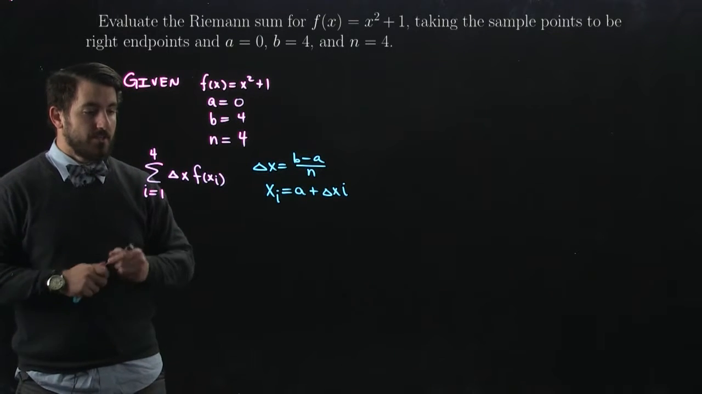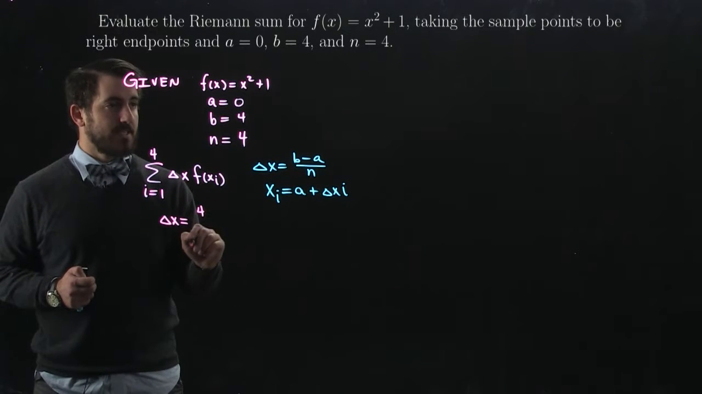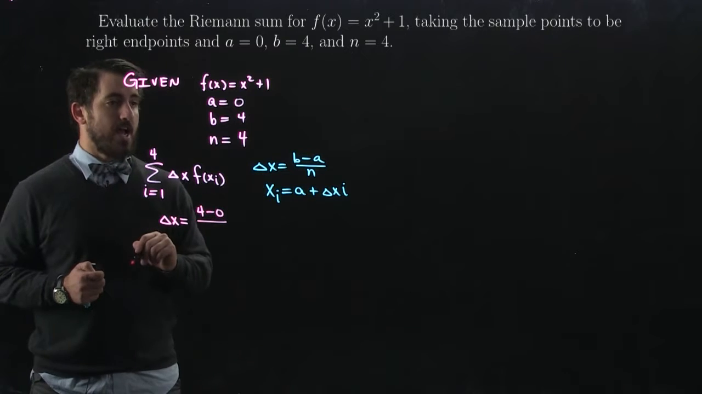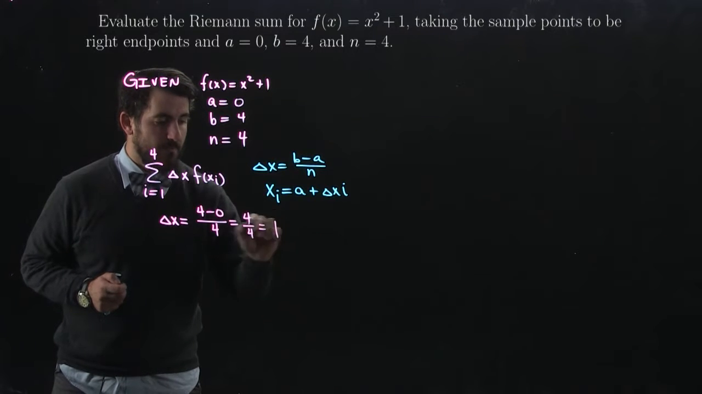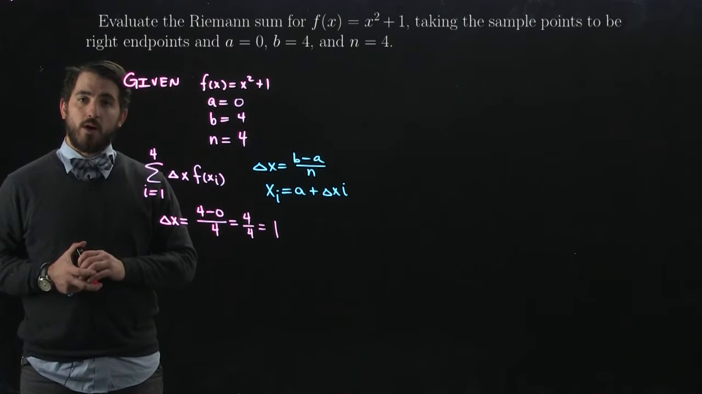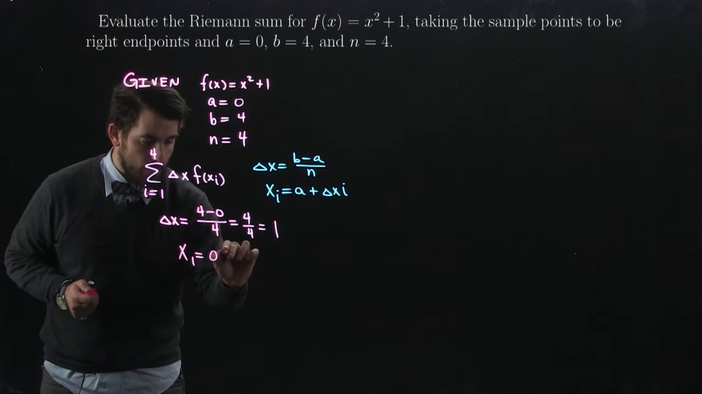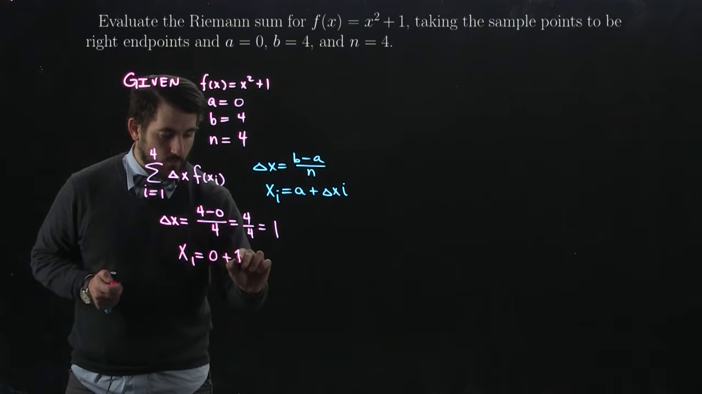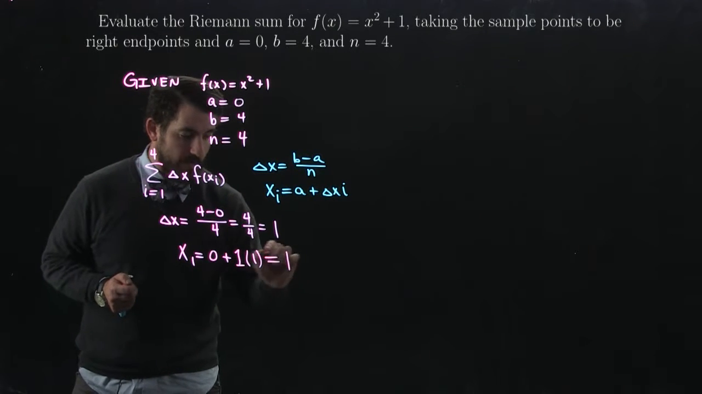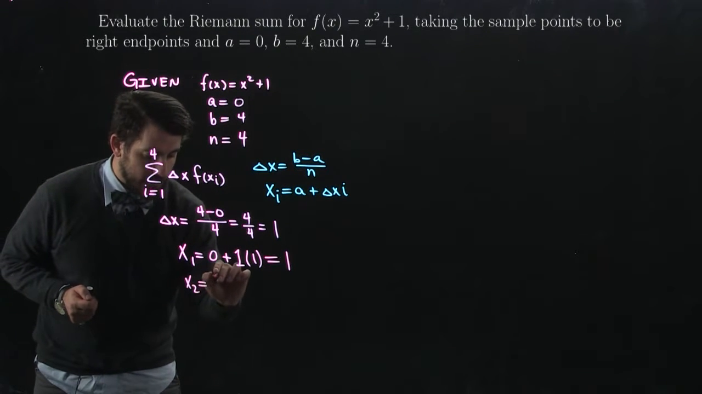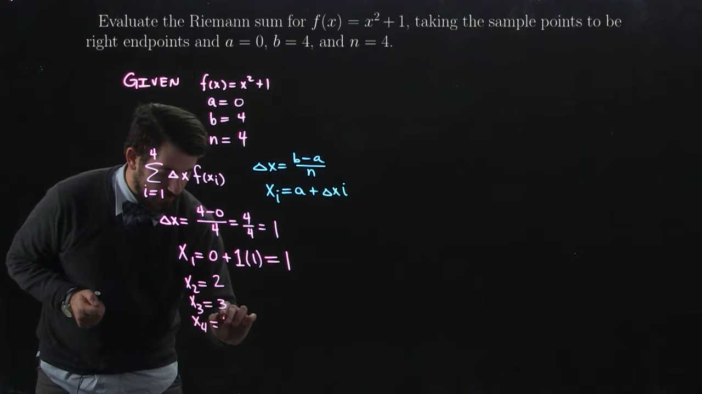So delta x is going to be b, which is 4, minus a, which is 0, all over n, which is 4. So we get 4 over 4, which is 1. So that means my delta x is 1. Now, my x1 is going to be a, which is 0, plus delta x, which is 1, times 1, because my index is 1, and we get 1. And then we similarly do this for x2, which is 2, x3, which is 3, and x4, which is 4.